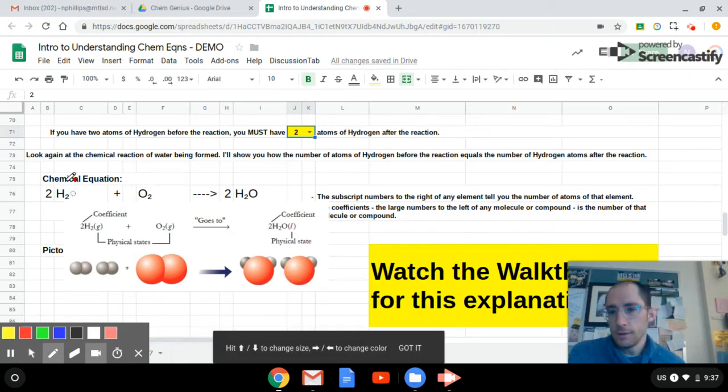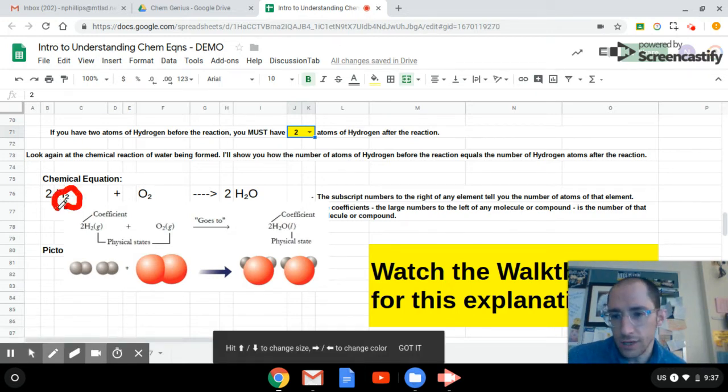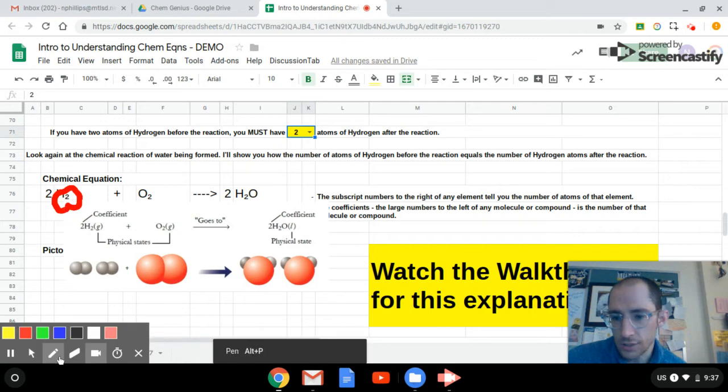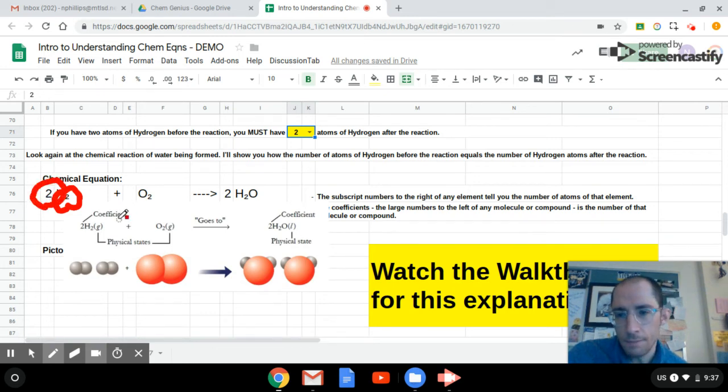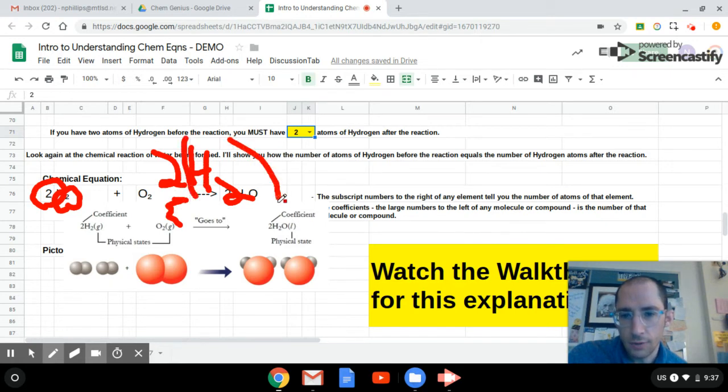The subscripts tell you how many atoms of that element you have, and the coefficients tell you how many of that molecule or compound you have with that many atoms in it. So how to read 2H2 is, think of it this way. You have 2 H2s. If it helps, as I recommend for some people, put parentheses around the compounds.